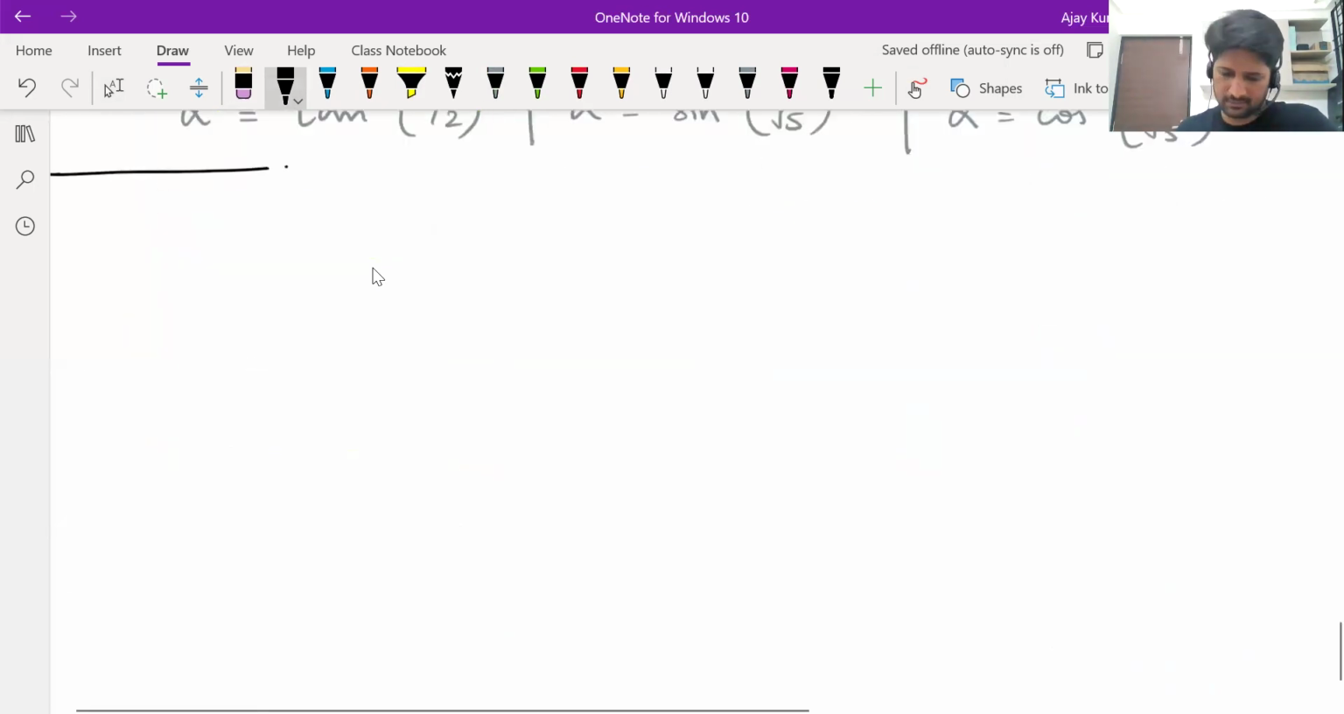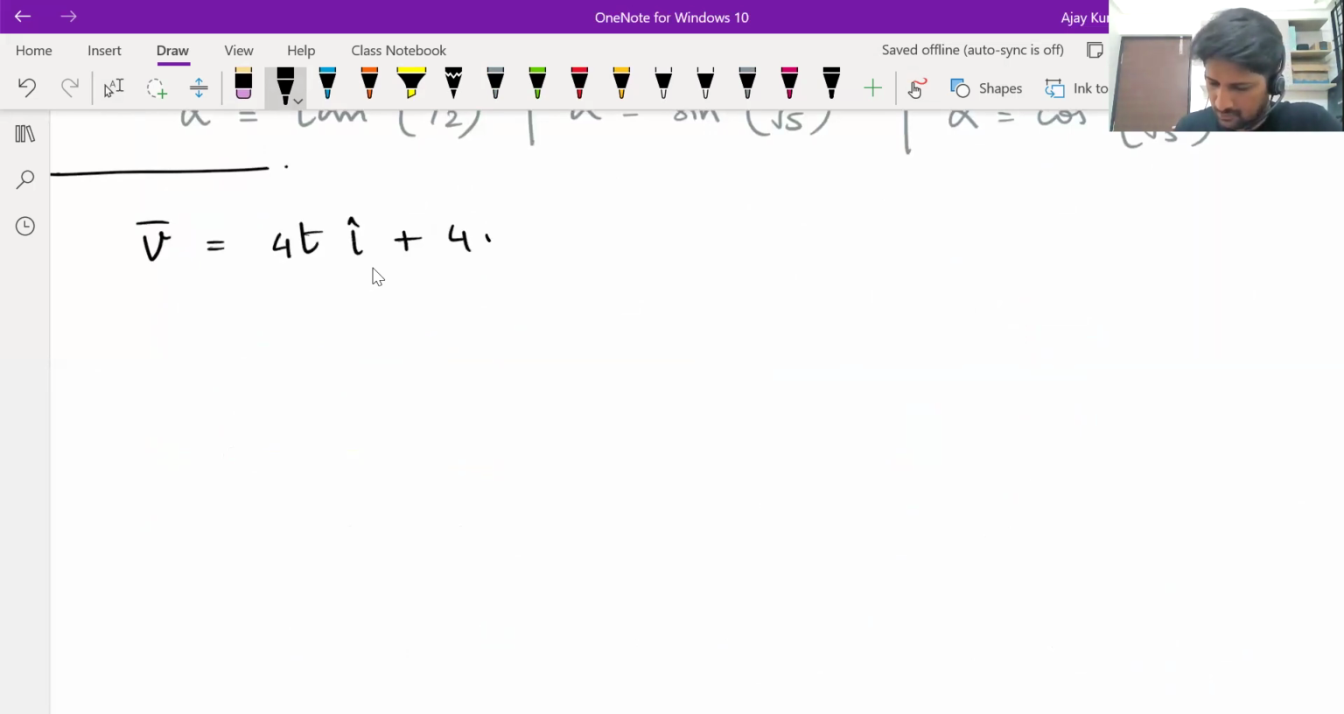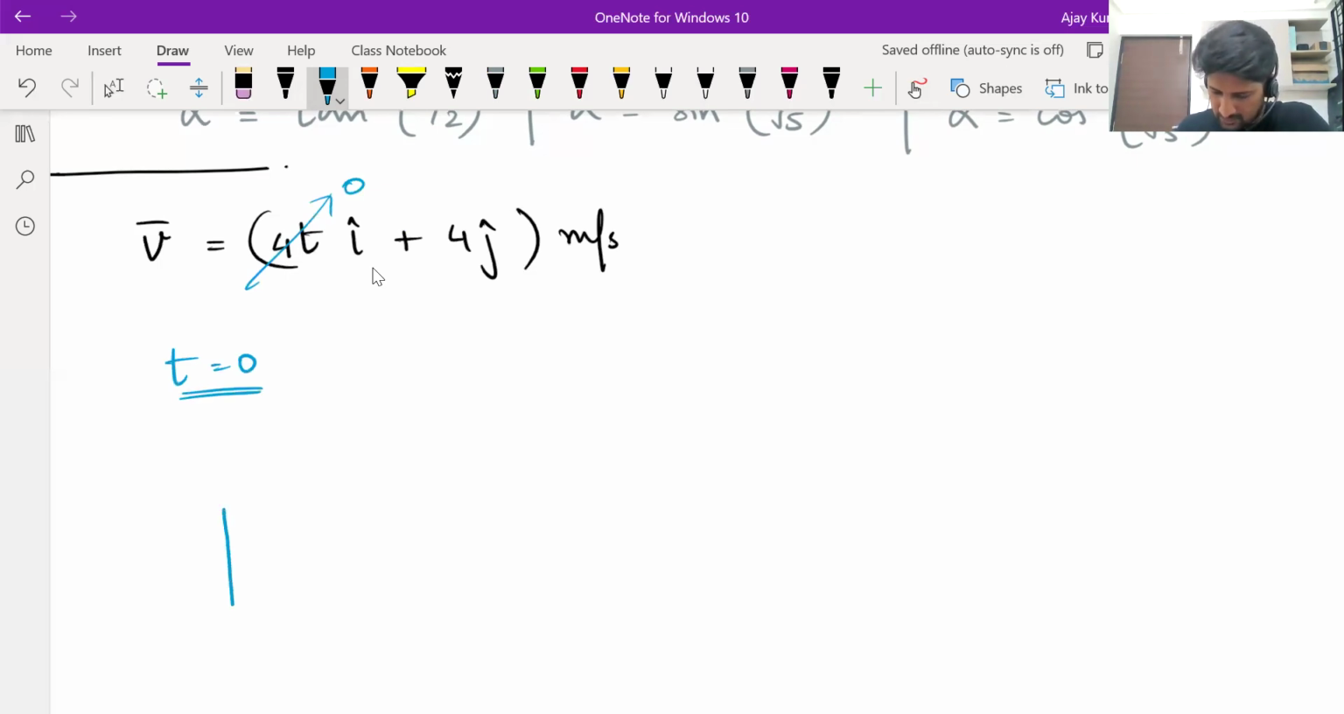Same question. Velocity is 4t i cap plus 4j cap, right? Now I want you to find out. See, imagine what happens. Suppose t is 0 here. When t is 0, the velocity's x component becomes 0, only y component is there. Means at t equal to 0, the object is moving this way. Velocity is in y direction, means object moves in the y direction.